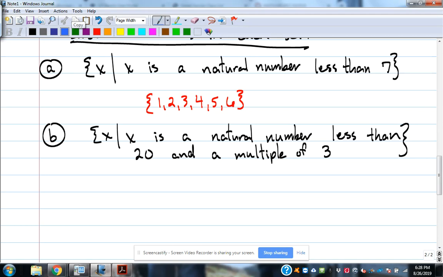Say it again. Not "will go into 3," but I think you know what you mean there. 3 will go into it. Yeah, that's what you mean.